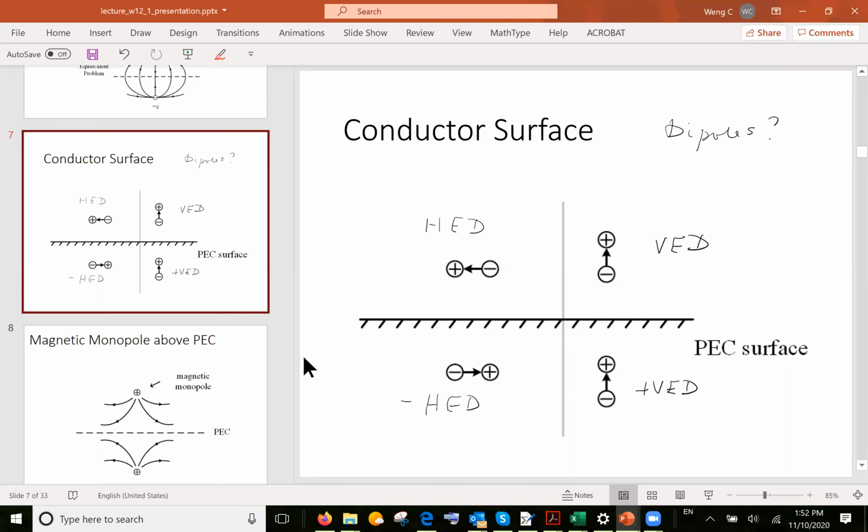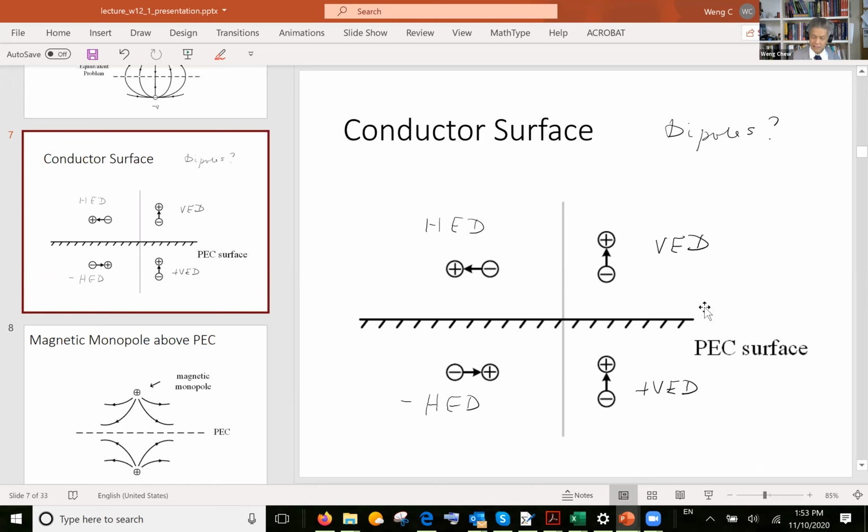Yes, and what will happen with the dipoles on the right-hand side, with the vertical dipoles? Oh, okay, this is a very good question. These two dipoles are of the same polarities. So in fact, if you were to put a vertical dipole on top of a PEC surface, they add in their strength. This dipole moment becomes twice as strong. Okay, so this is a constructive effect, whereas this is a destructive effect. So the vertical electric dipole radiates better on the conductive surface.